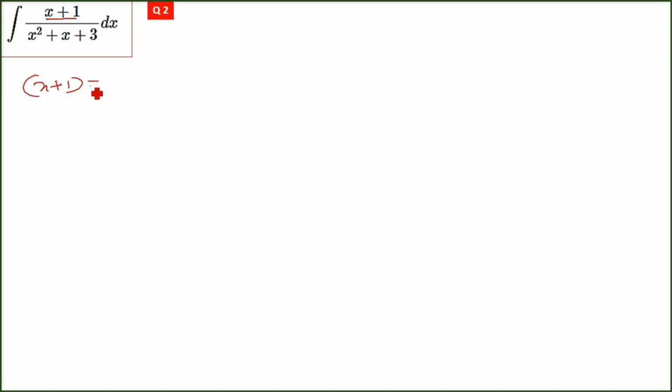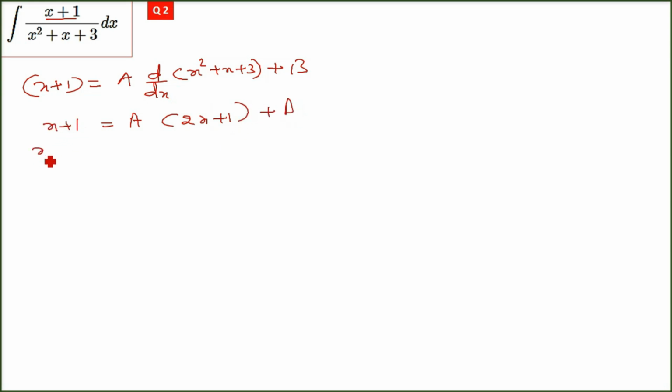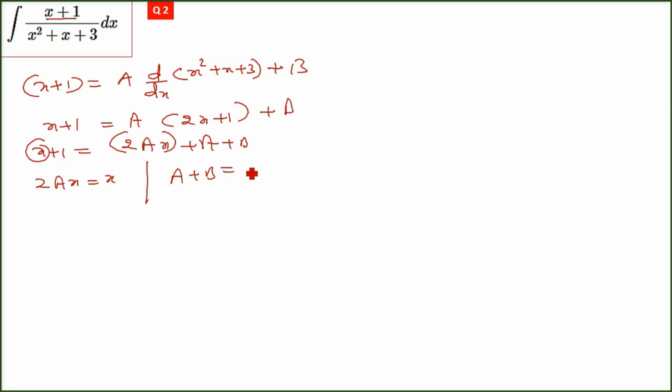x plus 1, the numerator, can be written as the differentiation of the denominator, which is preceded by a. So a times d by dx of x square plus x plus 3. Then we have the constant b. d by dx is what? a times 2x plus 1. What is b? We don't know yet. x plus 1. Now let's equate, but before that we have to multiply this 2x plus 1 with a. It will give you 2ax plus a plus b. So 2ax is equal to x, that is the similar term we are equating. 2ax equals x. As in the previous question, we get a equals half. a plus b will be equal to 1.